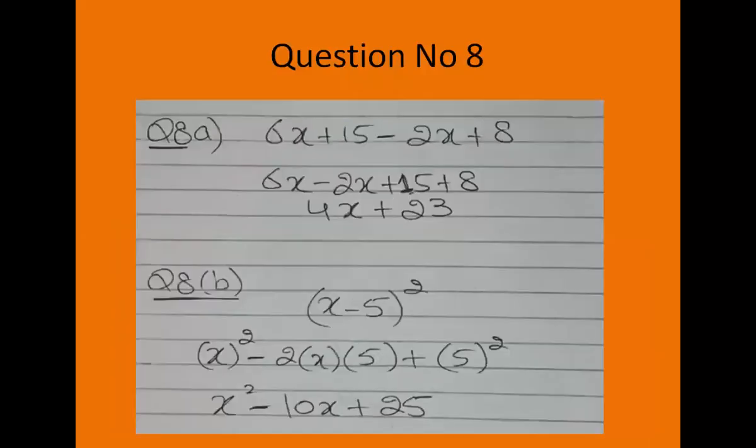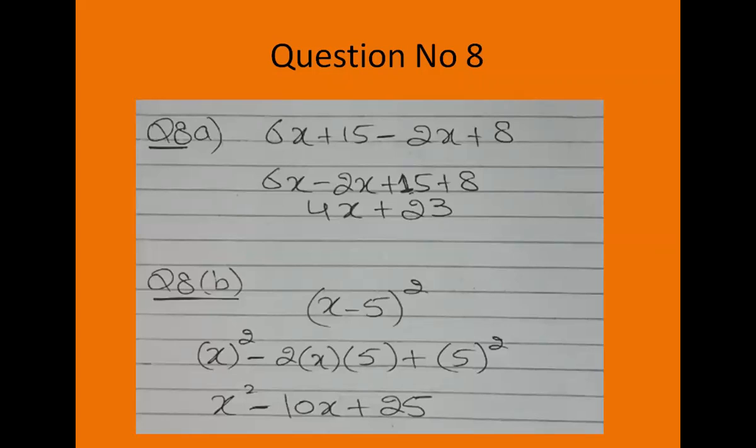Okay, so next question. Here we have question number 8, A part. This is how you simplify them. The terms which have x in them, we bring them close together. And the constant numbers, we bring them together. So 6x minus 2x plus 15 plus 8. So 6x minus 2x will be 4x, plus 15 plus 8, that will be plus 23. So the final answer will be 4x plus 23. This is how you will simplify that expression.